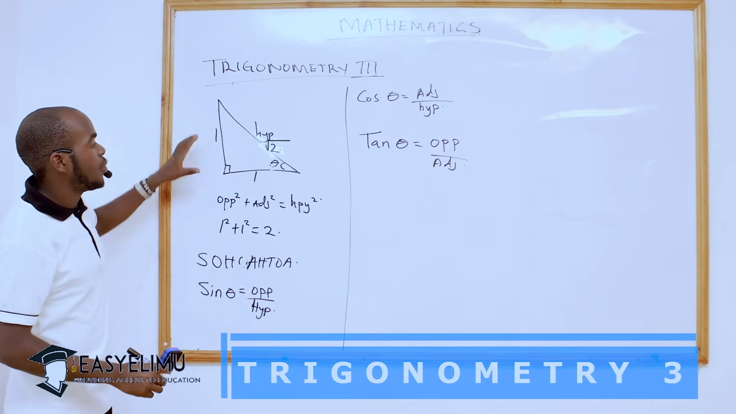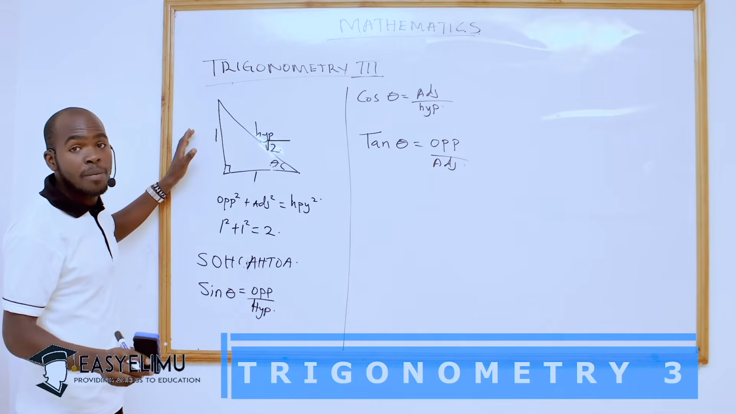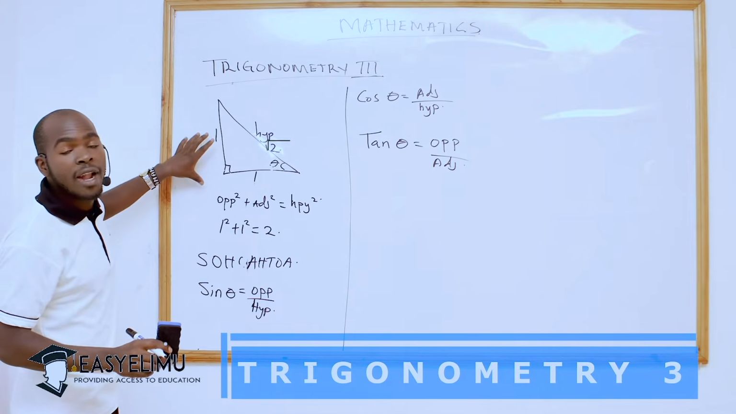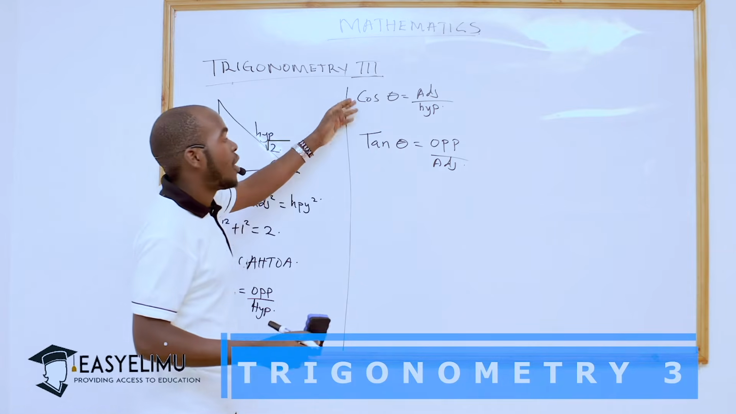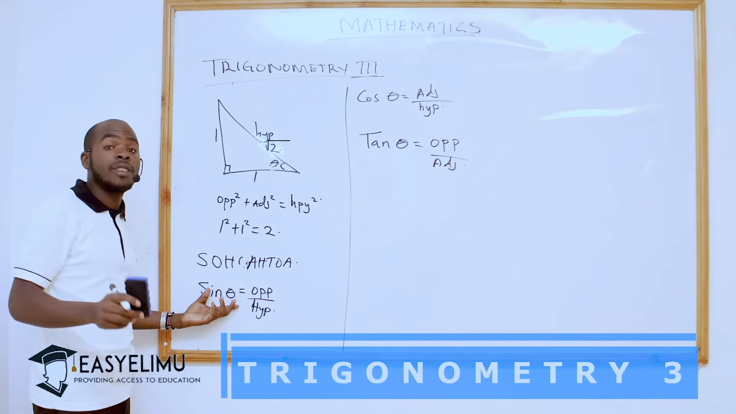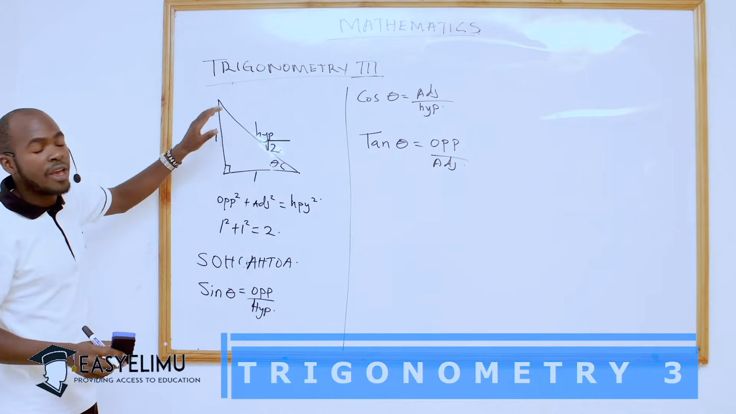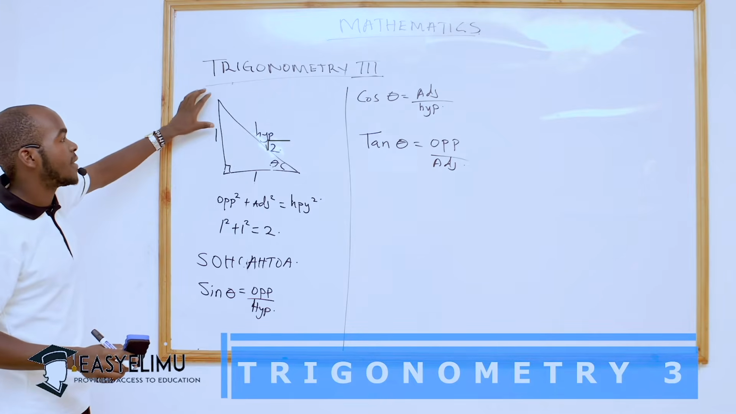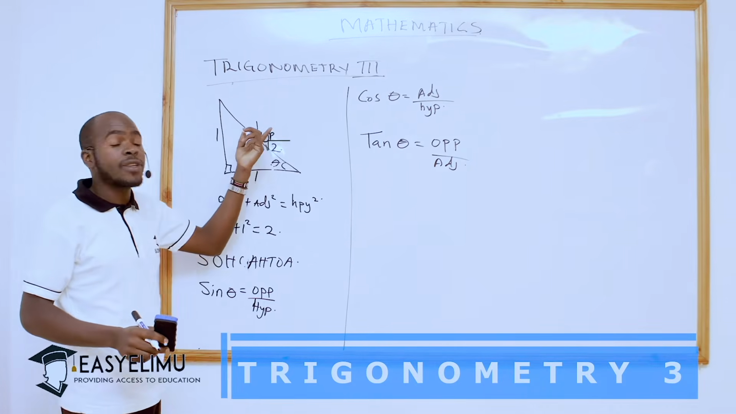Now, this is what we used in Form 2 as the basics of trigonometrical ratios, whereby we learned how to find the sine, the cosine and the tangent of the angle. In other words, we can still find any angle given using this unit triangle, with the opposite being 1, adjacent 1, and hypotenuse 1.